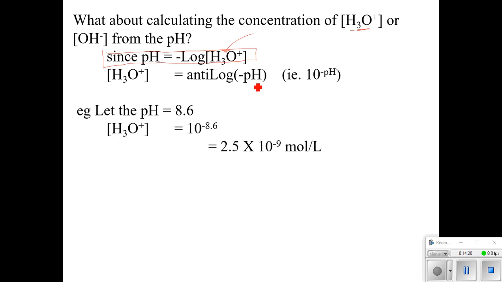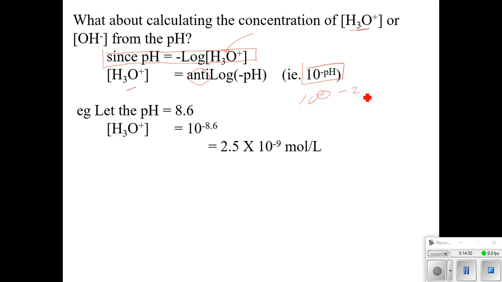This is kind of a weird one to rearrange. So now we want to get hydronium ion concentration isolated on its own. Everything else goes over to the other side. It's referred to as the anti-log, but you will not find an anti-log button on your calculator, but all it really means is this. All you need to plug into your calculator is 10 and then the exponent. So your 10 to the x button on your calculator.